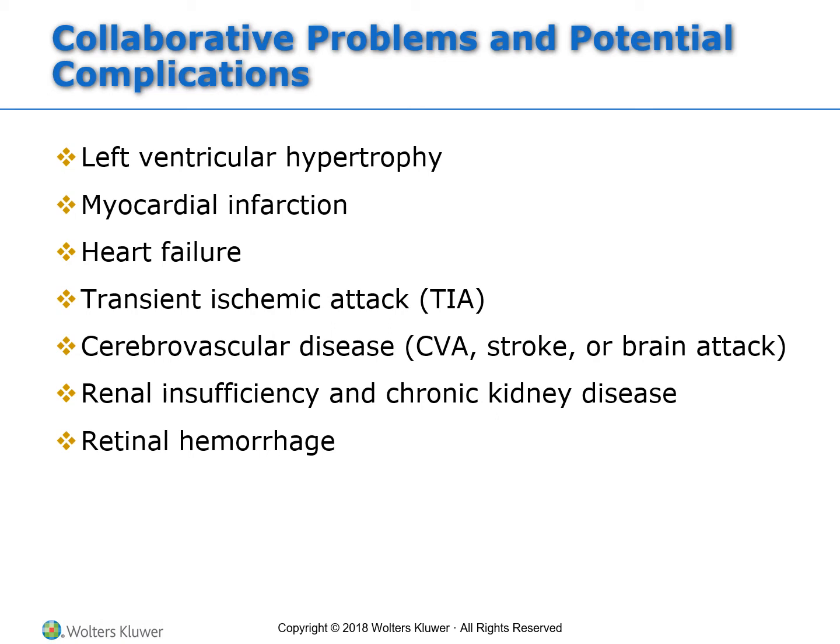Hypertension can lead to heart failure, can lead to TIAs, which are like little mini strokes, or an actual cerebrovascular accident, a stroke. It can lead to kidney damage, chronic kidney disease, renal insufficiency, and then the hypertension can cause retinal hemorrhage and blindness.